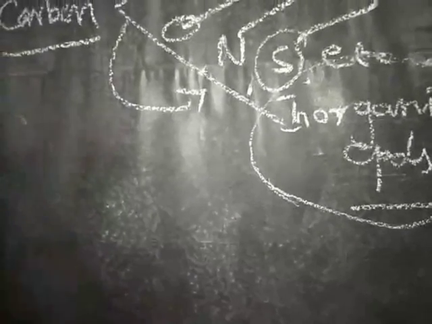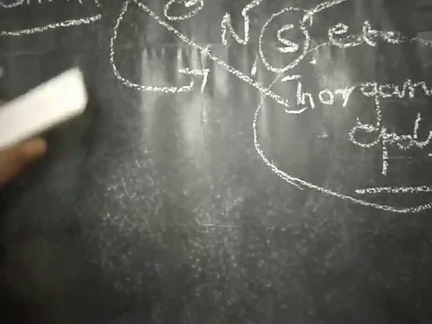The same way carbonates and bicarbonates are also present. So carbon forms both organic compounds and inorganic compounds with the help of what? Combined with other elements. Okay, next one.